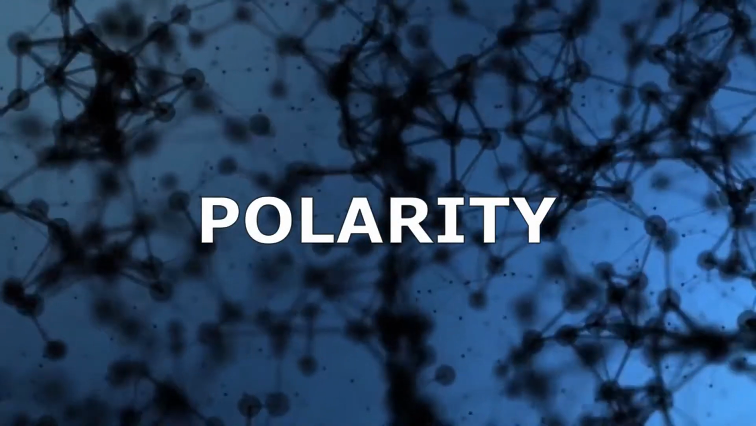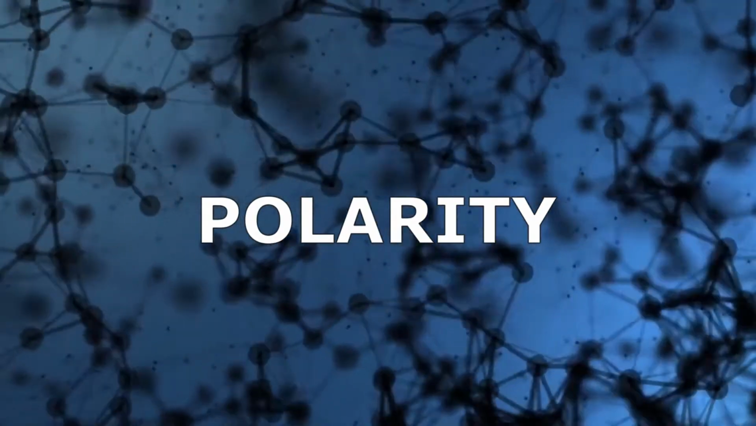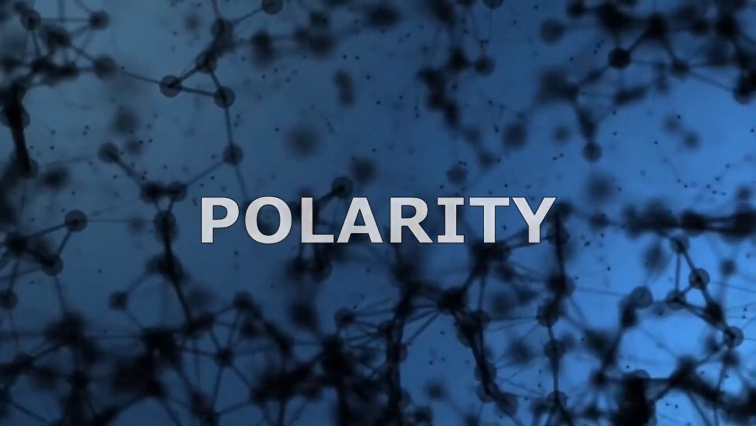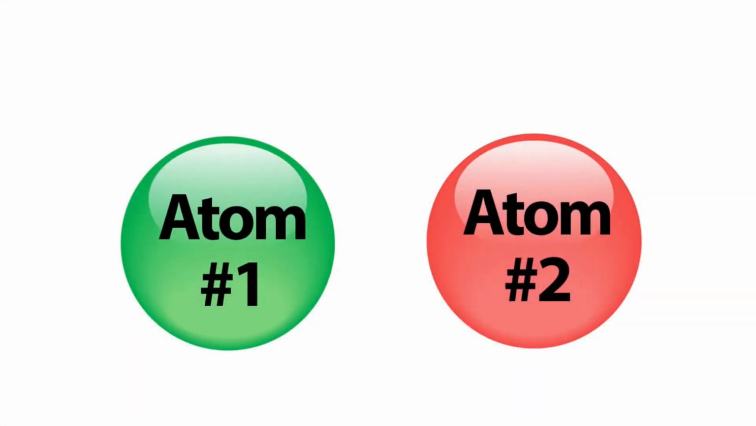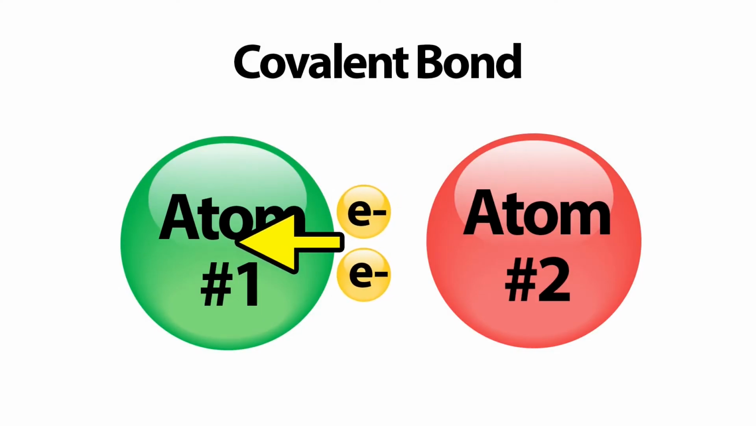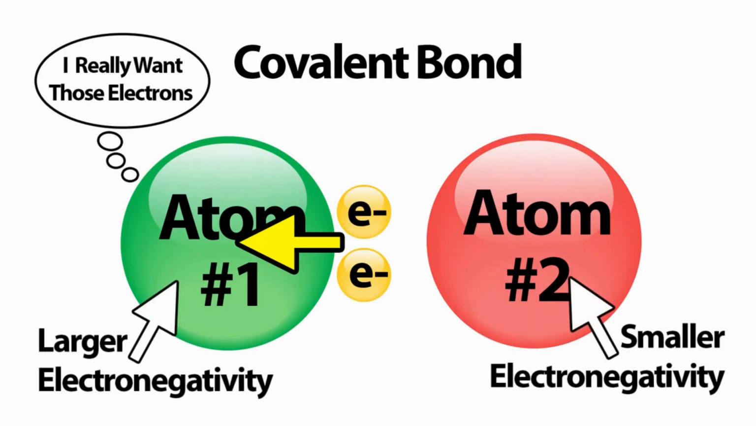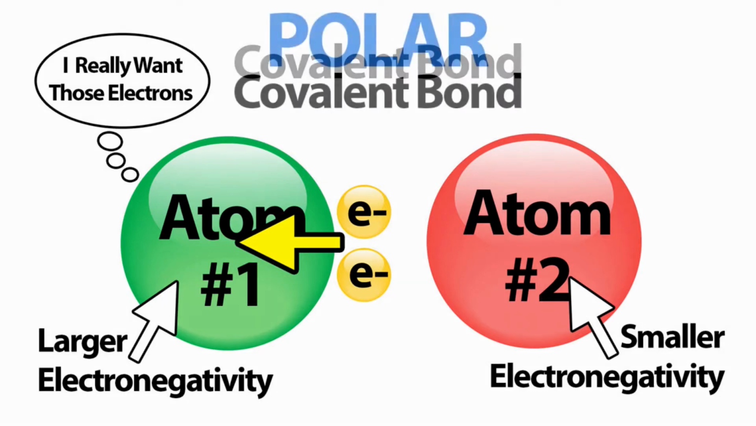Polarity. What is polarity, and how does a molecule attain this property called polarity? Well, polarity is created when two atoms joined together by a covalent bond share their electrons unevenly. This occurs when one of the atoms participating in the bond has a stronger affinity for the electrons, a higher electronegativity. This uneven sharing of the electrons in a bond creates what is called a polar covalent bond.